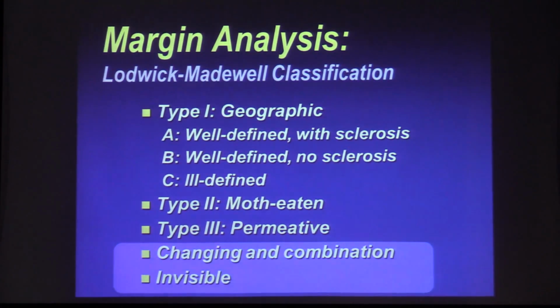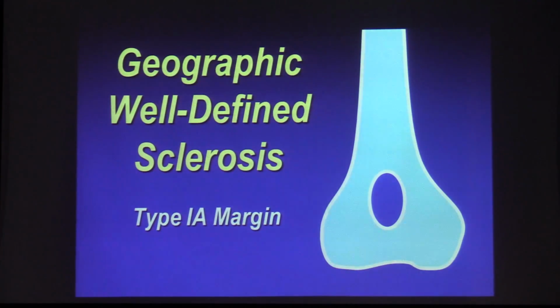In addition, he added 2 additional types of bone destruction, again, that aren't really given the credit that they deserve: the invisible margin, which today has become very important, and the changing in combination margin. And we'll talk about each of these. So let's very quickly go through some examples of these so we can see what we're talking about.